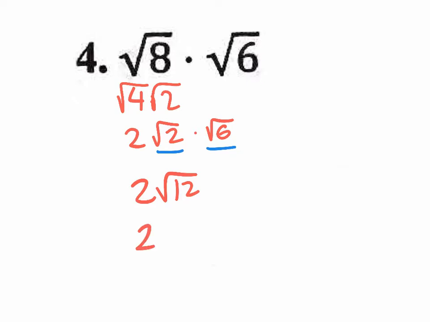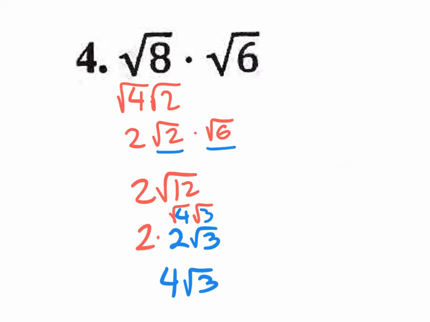So you really have 2 times, and let's break down 12 to 4 times 3 and split the root. So I really have 2 times 2 square root of 3, which means that my final answer is 4 square root of 3. Is that the best method? Probably not.